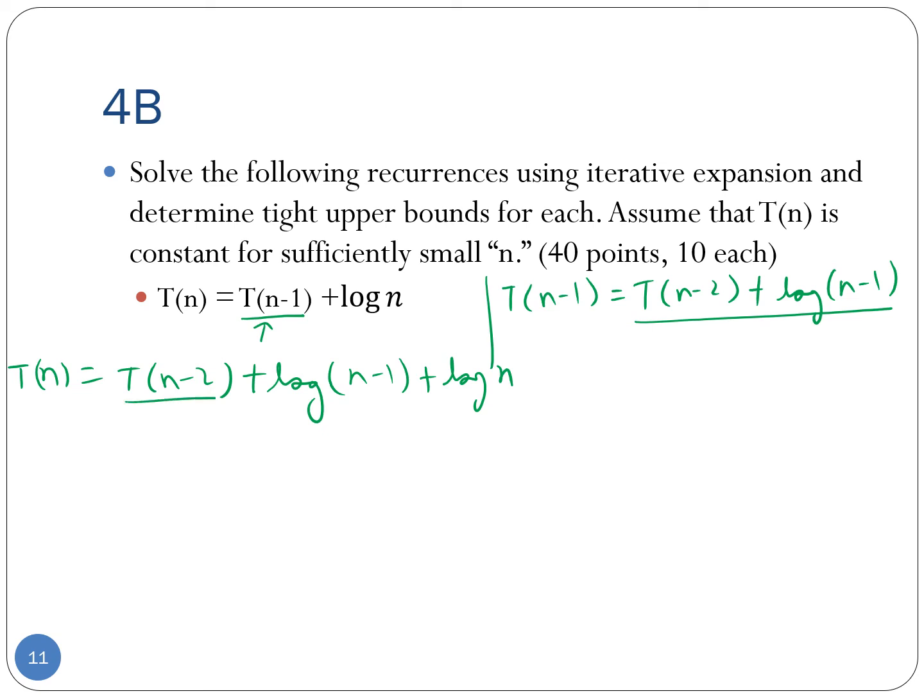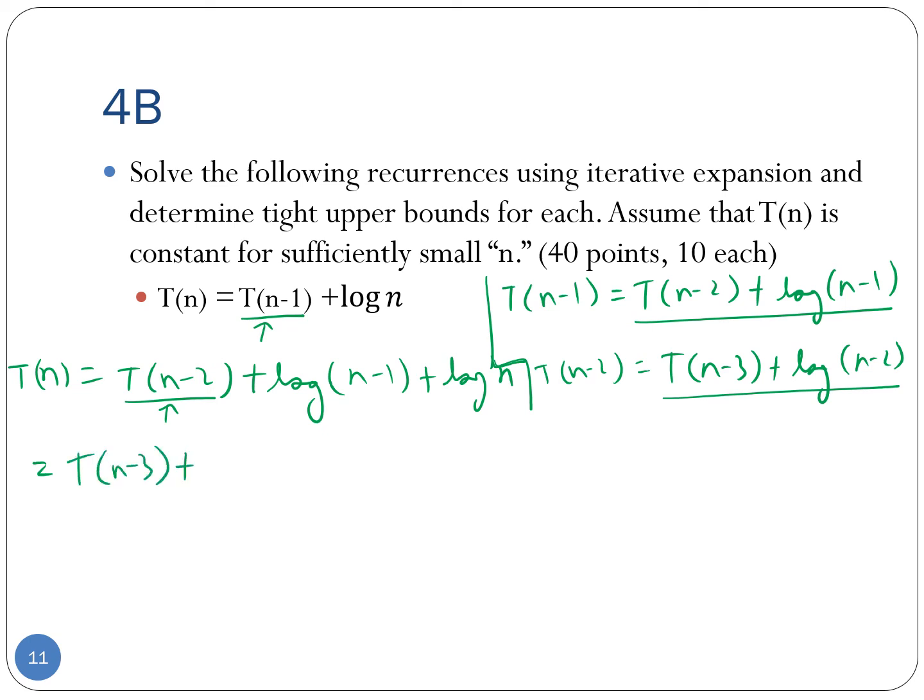So now once again let's try to expand this T of n minus 2 using the same method. So we get T of n minus 2 is equal to, by substituting n minus 2 here, T of n minus 3 plus log of n minus 2. Okay, so once again substitute this back in this recurrence, so we get T of n is equal to T of n minus 3 plus log of n minus 2, and then from above we have plus log of n minus 1 plus log of n, right?